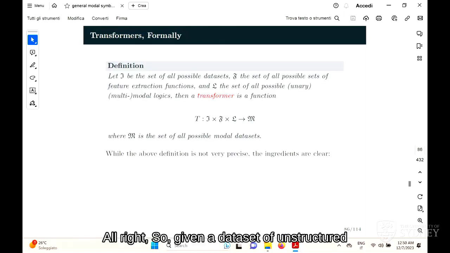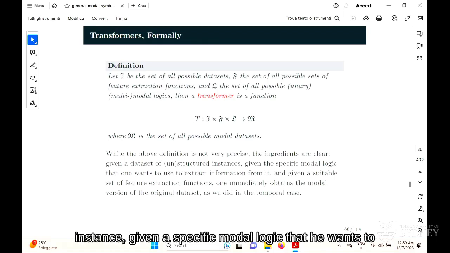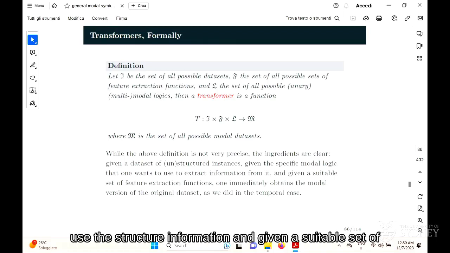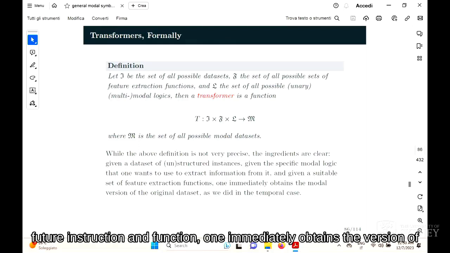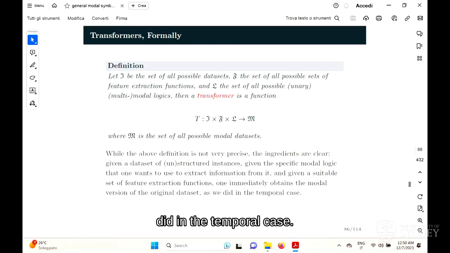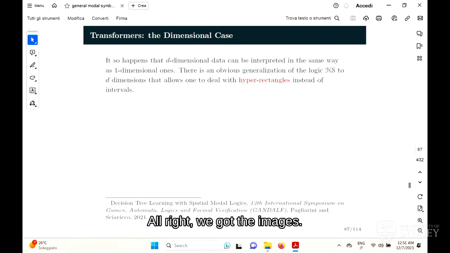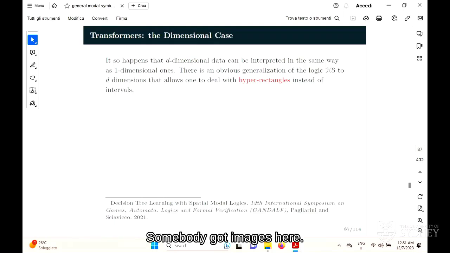All right? So given a data set of unstructured instances, given a specific modal logic that it wants to use to structure information, and given a suitable set of feature extraction functions, one immediately obtains the modal version of the original data set, as we did in the temporal case. What if the information is not purely temporal? All right, we've got the images.